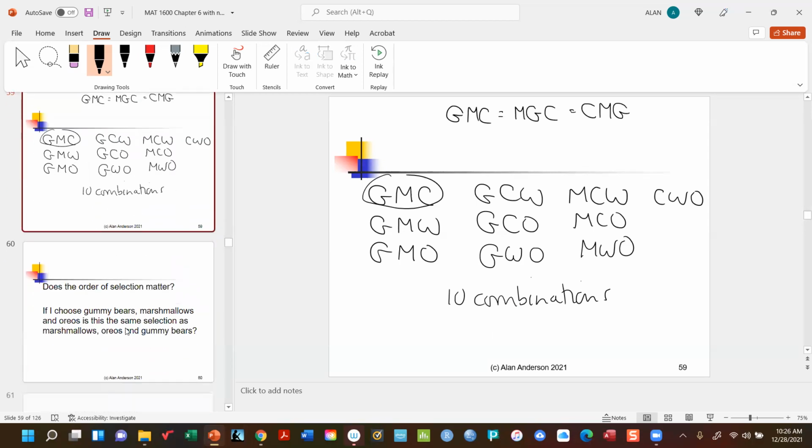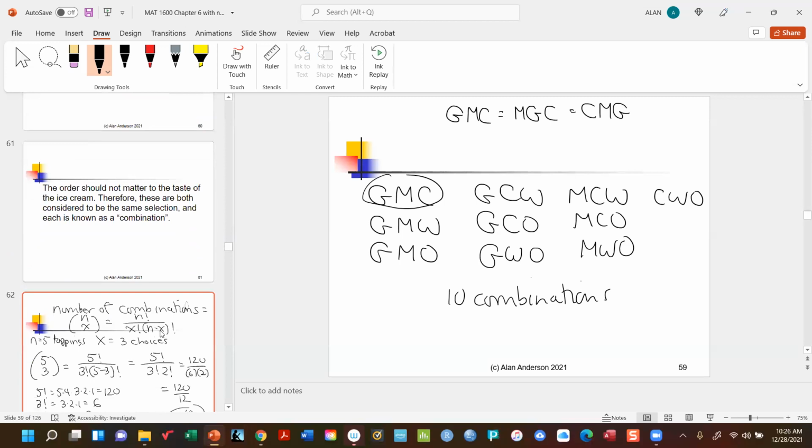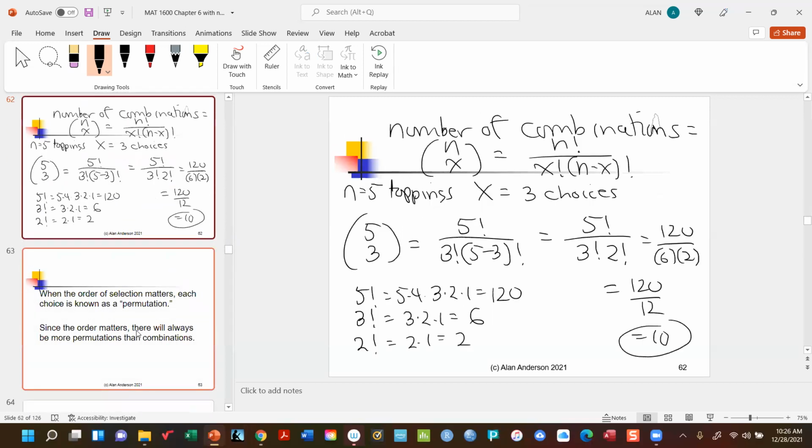But we also want to be able to do this with our formula, because in many cases, it'll be quicker to simply use the formula than trying to write out all the possible combinations that we have available to us. So if you plug in these numbers, keep in mind that n is 5 because that's how many toppings we have to choose from, and x is 3 because that's how many we're allowed to choose. Altogether, using the formula, we do in fact have 10 choices available to us. The order does not matter.